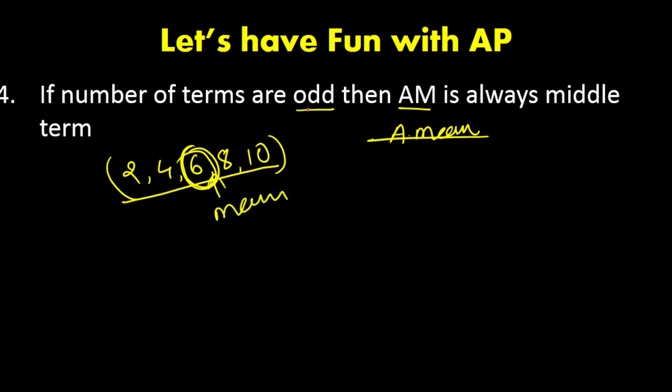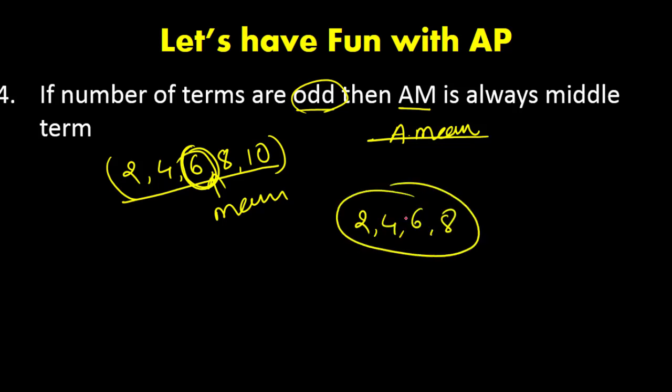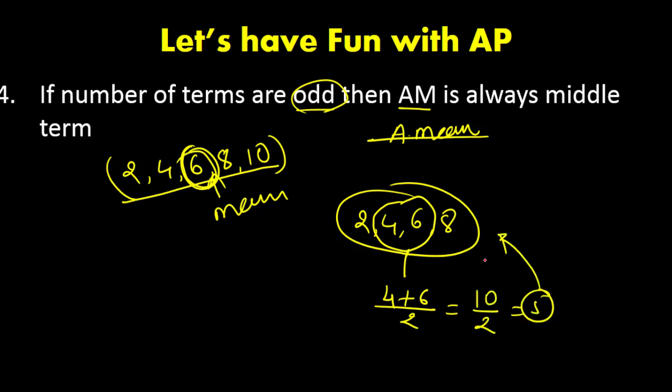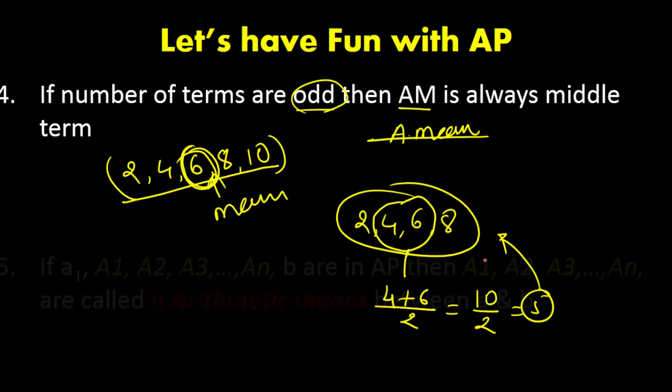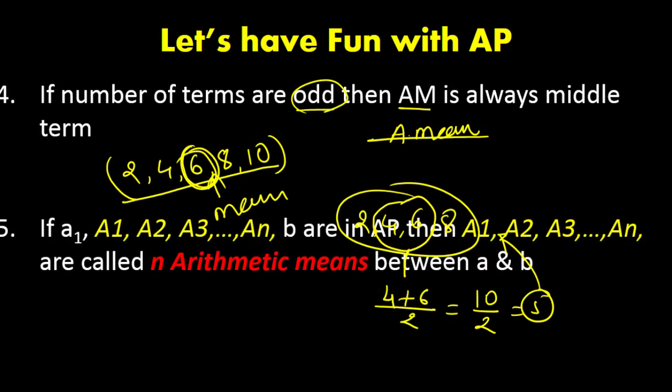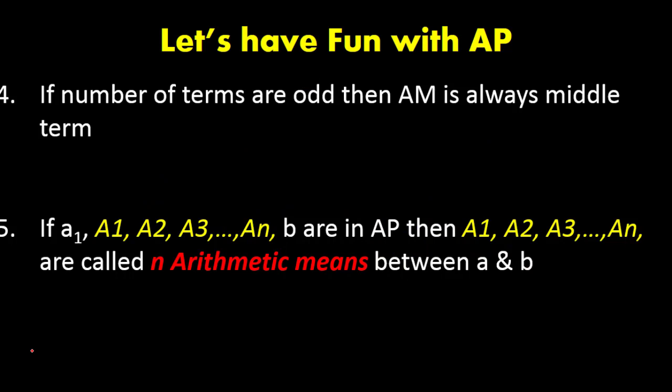If number of terms are even, then what? 2, 4, 6 and 8. Then what is the mean of these numbers? Nothing, just take the mean of these two middle ones. So 4 plus 6 divided by 2, which is nothing but 10 by 2, which is nothing but 5. So 5 is the mean of these two.